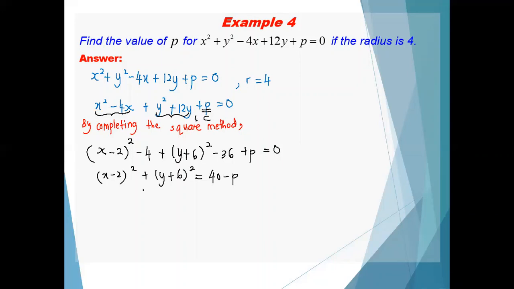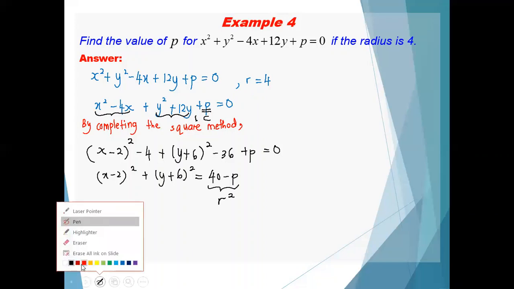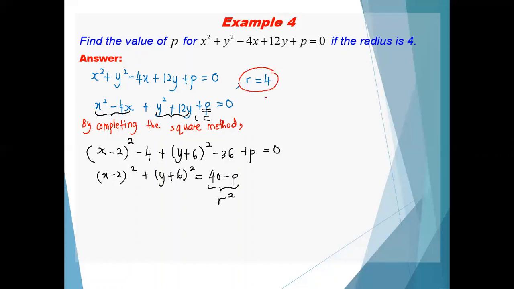Okay, so what's next? Okay, kita tahu this one adalah r square, kan? So what is r square? 4. What is r? R is 4. So we have, okay, update 40 minus p is equal to r square.